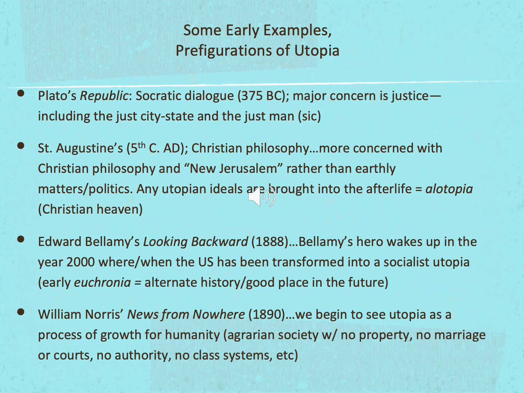Edward Bellamy's Looking Backward from 1888 has a hero who wakes up in the year 2000 where and when the U.S. has been transformed into a socialist utopia. And this is actually an early Uchronia, which is an alternate history, or the good place in the future. William Morris's 1890 News from Nowhere was pretty much a response to Bellamy's Looking Backward. And with News from Nowhere, we begin to understand how shifts in consciousness, the individual consciousness and not just society, really take shape in so many of the critical utopias of the 20th century that we'll talk about in just a bit.